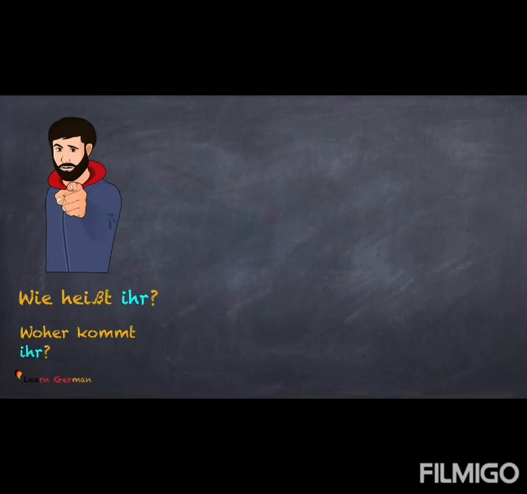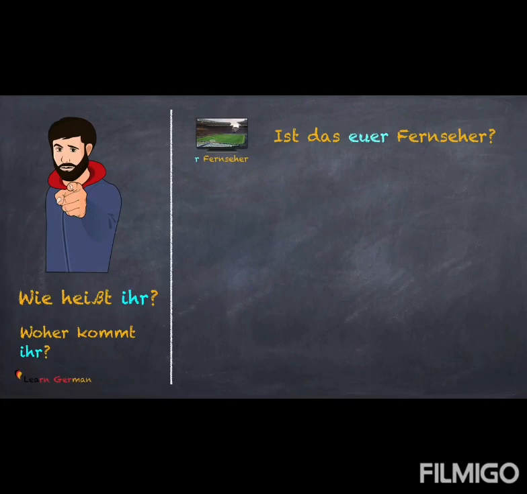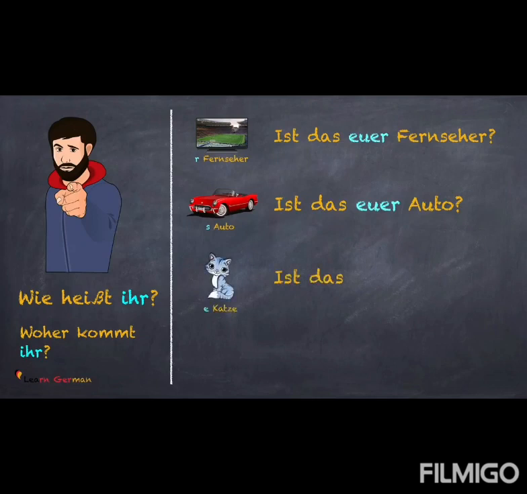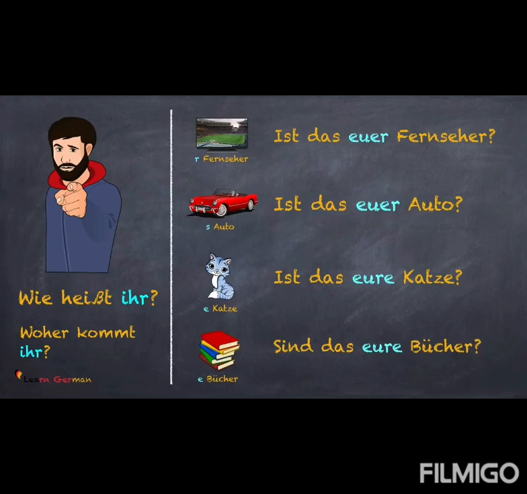Wie heißt ihr? Woher kommt ihr? Ist das euer Fernseher? Ist das euer Auto? Ist das eure Katze? Sind das eure Bücher? So once again, for the articles der and das, we use euer, and for the article die, in plural and feminine, we use eure.